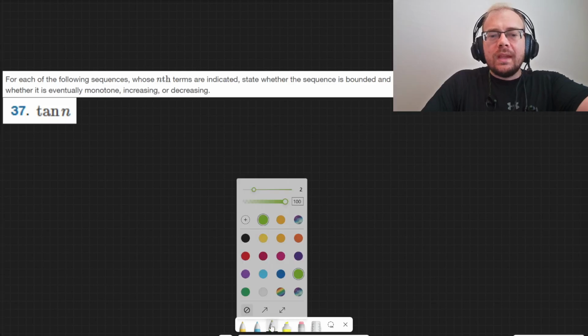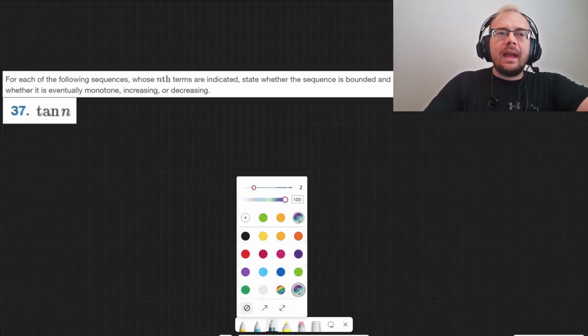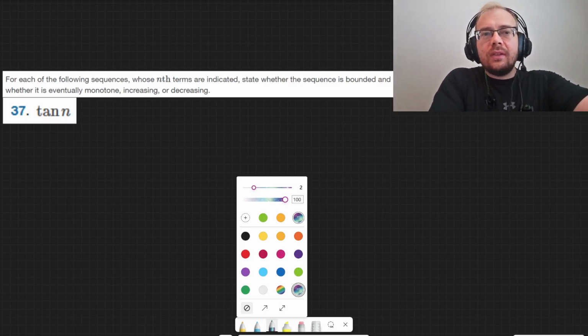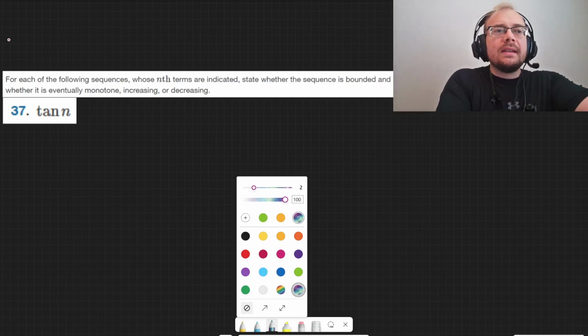So we are looking at: for each of the following sequences whose nth terms are indicated, state whether the sequence is bounded and whether it is eventually monotone, increasing, or decreasing.